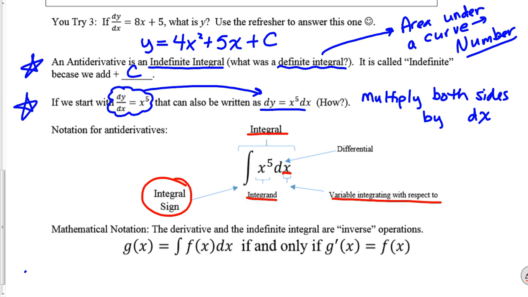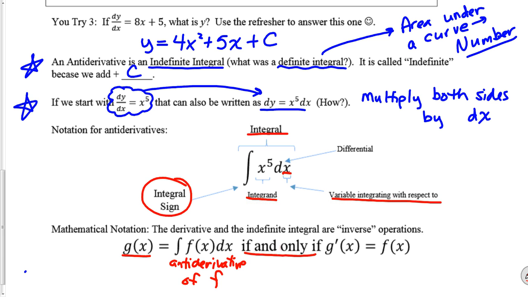So let's look now at mathematical notation. This is the mathematical way to write the fact that the derivative and the indefinite integral are inverse operations. So let's look at what this says. G is the antiderivative of f if and only if the derivative of g is equal to f. So sit on that for a second to see if that makes sense. If you need another moment, pause the video.